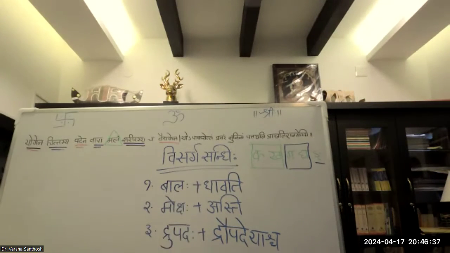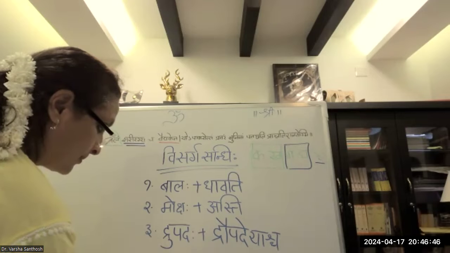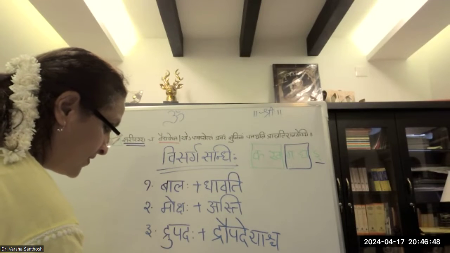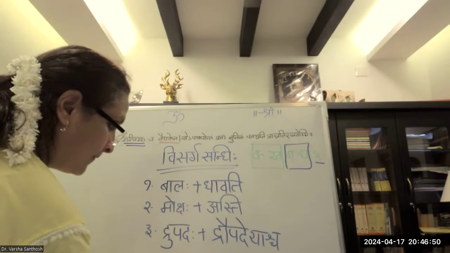Balaha plus Dhavati, Mokshaha plus Asti, then Drupadaha plus Draupadeyascha. Should not have given this example in the class, but never mind.